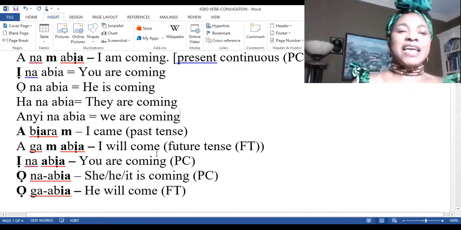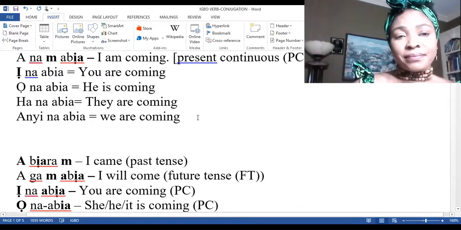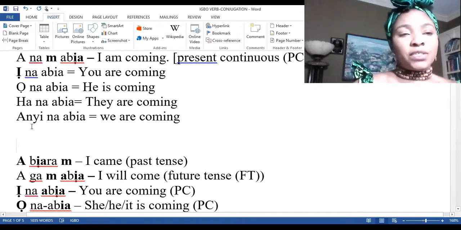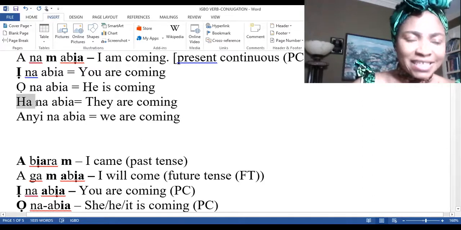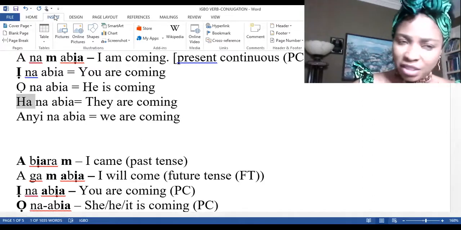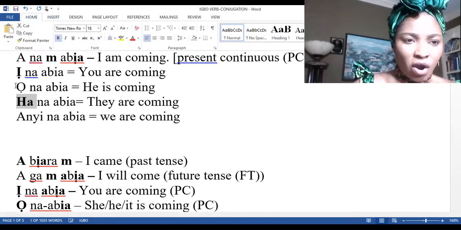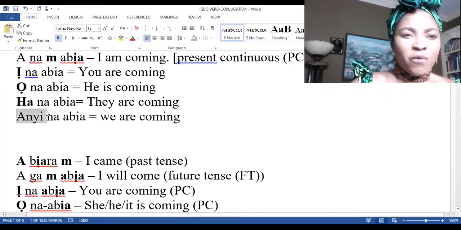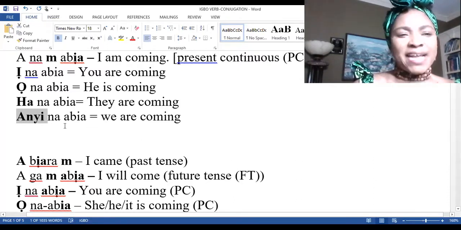Now, when I'm looking at a group of people, this is plural. This is not singular. But we're trying to do all the pronouns, harmonizing it. And don't forget, we're talking about the subject here. Anyị also means we did it. We didn't do it. Anyị mere ya, anyị emeghị ya.